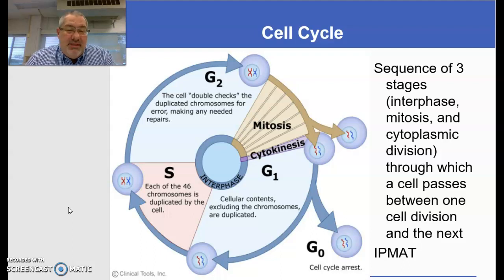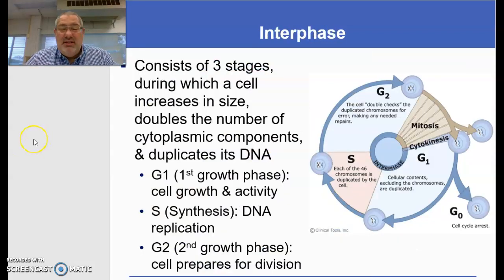That cell replicates its DNA and organelles. Then the nucleus divides, and the cytoplasm divides, kind of simultaneously, to form 2 daughter cells. The little phrase IPMAT is often used to remember the sequence of stages. We're going to end this presentation talking about the longest stage of the cell cycle, which is referred to as interphase.